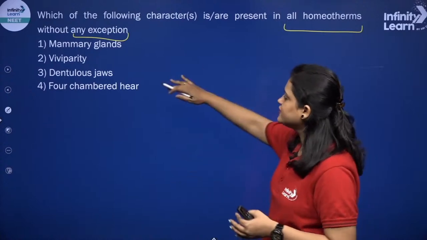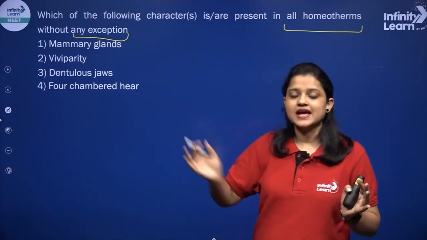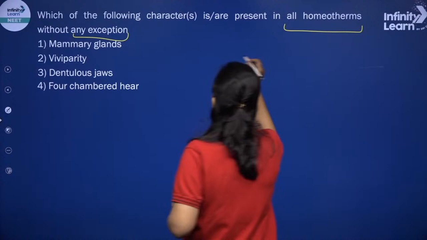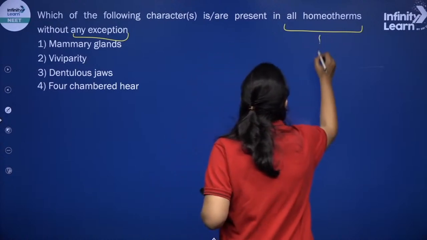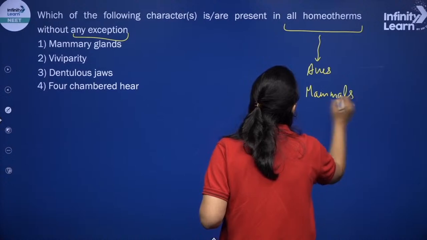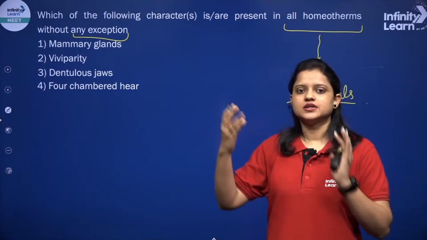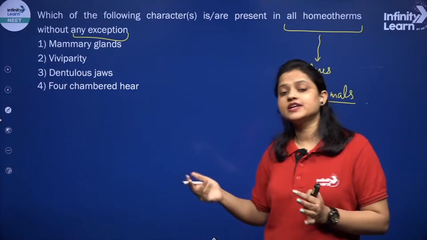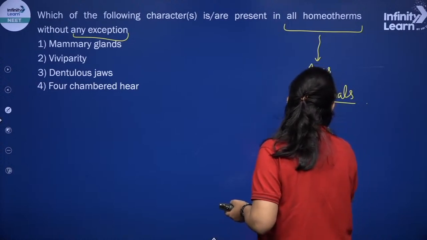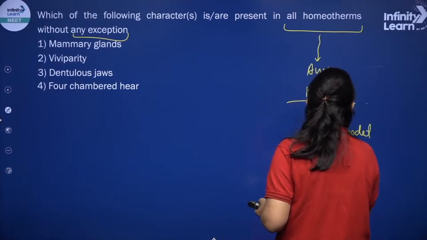Now viviparity means the organisms that give birth to young ones, right? Mammary glands are present in mammals, but except for mammals, there are other animals as well that are homeotherms, isn't it? So which all phyla are homeotherms? Homeotherms are aves and mammals, right? Aves and mammals both are homeotherms. And when we talk about the amphibians, reptiles, they are poikilotherms, that means cold-blooded animals. So these are homeotherms, also known as warm-blooded animals. That means they can regulate their internal body temperature.